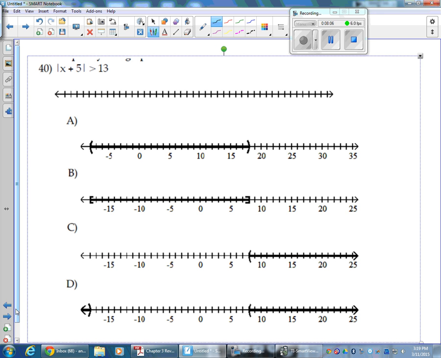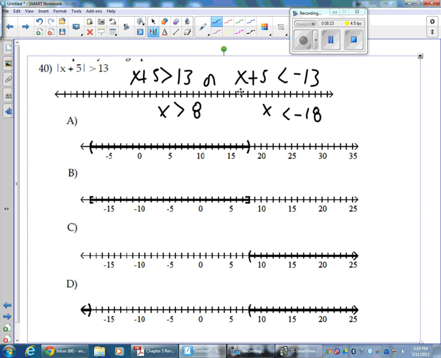Last problem, problem number 40. If x plus 5 is greater than 13, that means x plus 5 would have to be greater than 13, or x plus 5 would have to be less than negative 13. Solve it. X is greater than 8, or x is less than negative 18. So we're looking for where it's greater than 8. That'd be here and here. Both of these show greater than 8, but I also need to show less than negative 18. So my answer is going to be D, negative 15, 16, 17, 18.